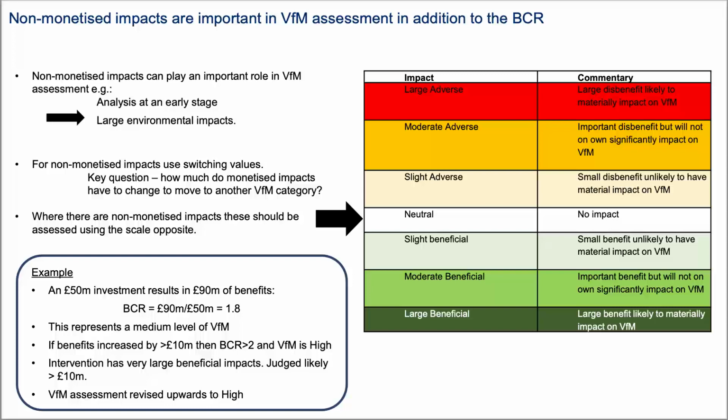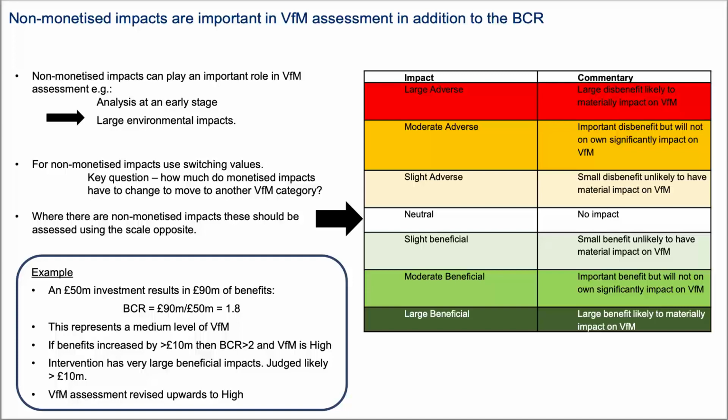So in the example, we start off with an investment which is worth £50 million. We can identify and monetize £90 million worth of benefits, which gives us a benefit cost ratio of 90 million over 50 million, which is 1.8. So that represents medium value for money. That's a typo. It should be saying medium value for money. If benefits were to get to a high VFM category, we would require a benefit cost ratio of 2. So that requires benefits to increase by 10 million.